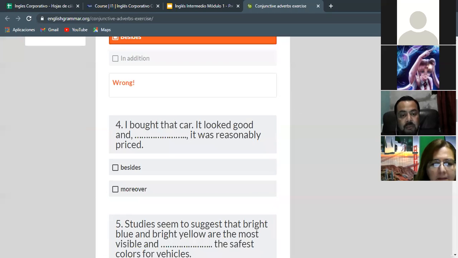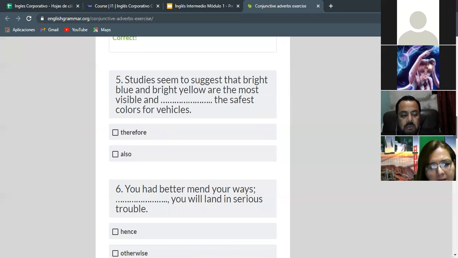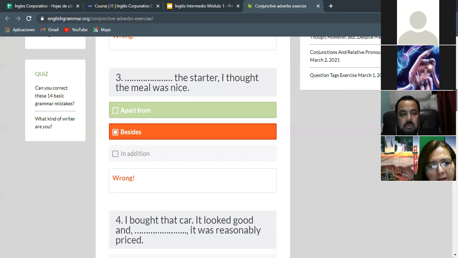Okay. Let's check number four. I bought that car. It looked good and, we have besides and moreover, it was reasonably priced. Moreover. Very good. Yeah, that was correct.